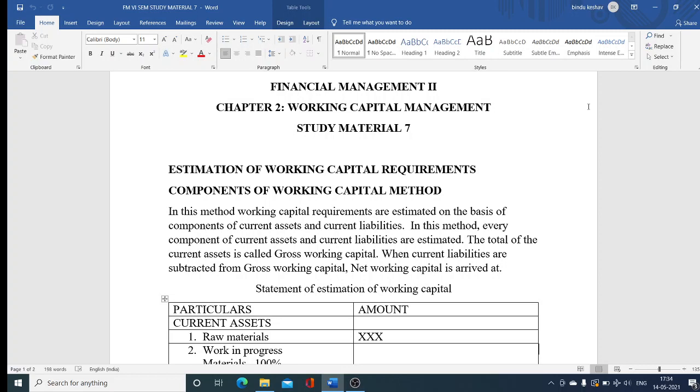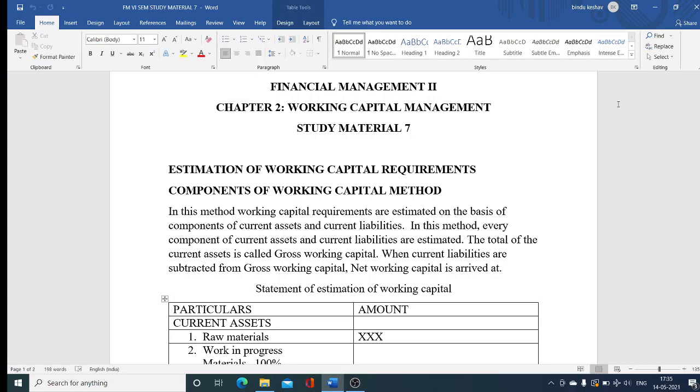When all the items of current assets are found out, the total of the current assets is known as the gross working capital. From the gross working capital, the current liabilities are deducted, and we get the net working capital. Sometimes there may be a need to add some percentage as a safety margin, so that next year we will be able to estimate the working capital accurately.